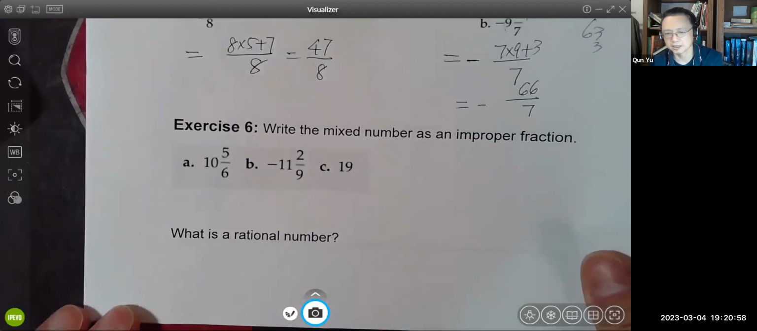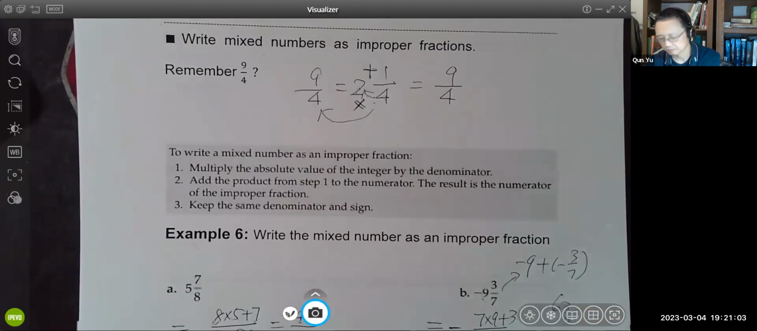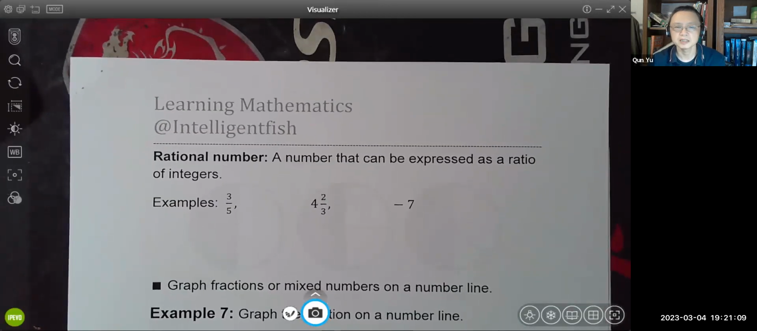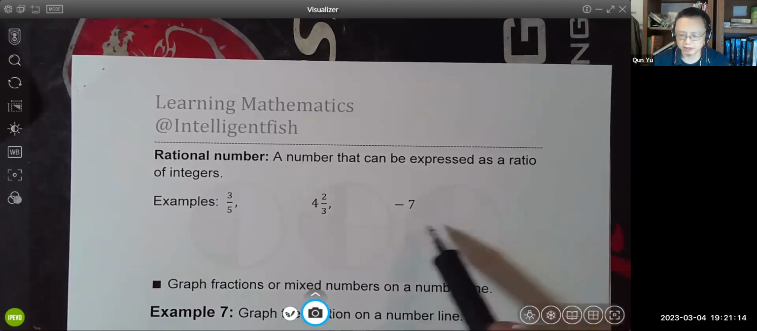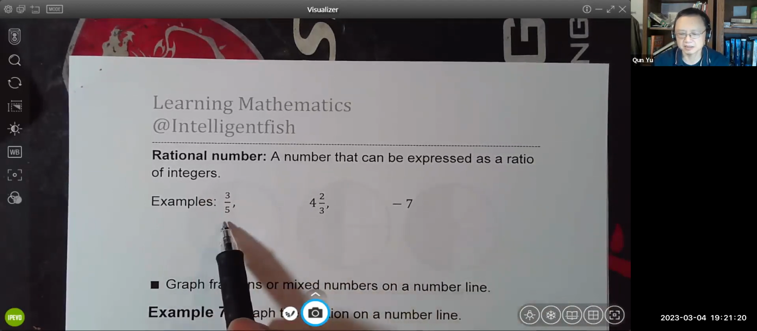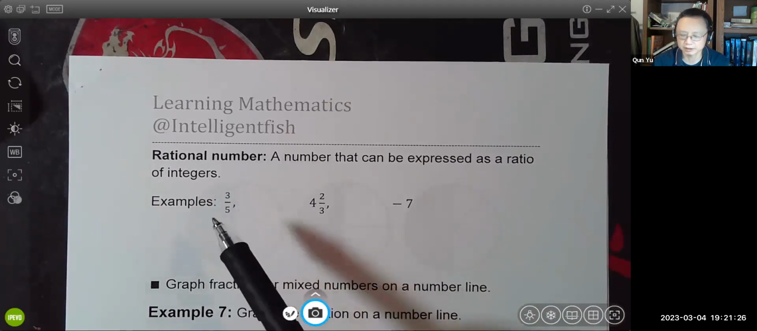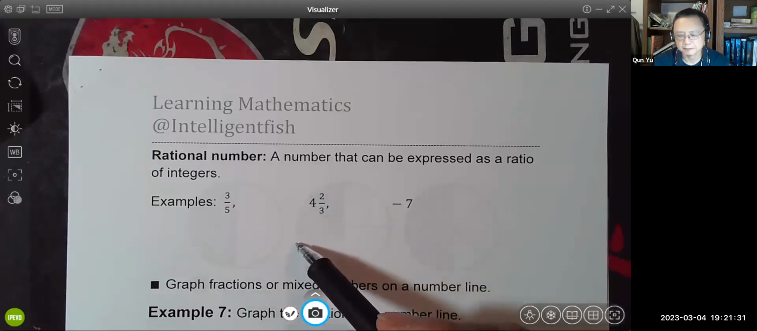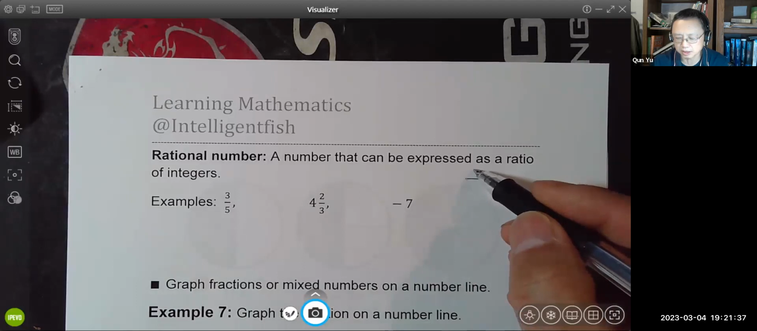Now, new topic here. What is a rational number? Here's the definition. A rational number is a number that can be written as a fraction. Ratio of integers means fraction. And here are some examples of rational numbers. This one is already in fraction format, so this is a rational number. This is also fraction format. It's a rational number. Fraction format means you can write it as something that looks like this, a over b.